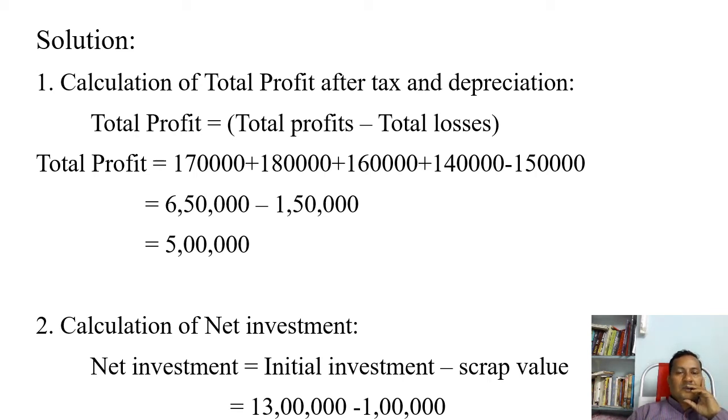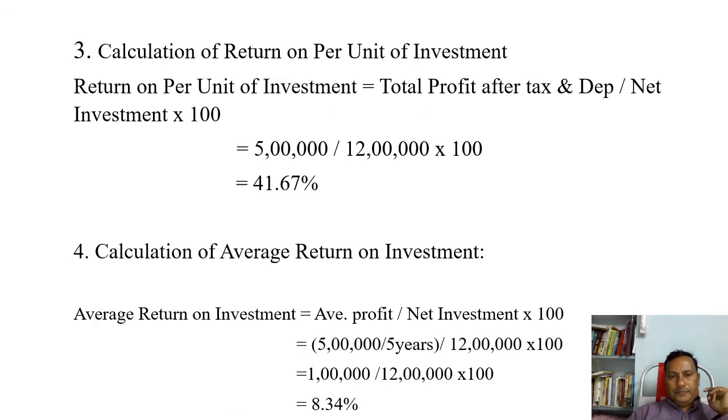Net investment is given. In this question, they have asked only to find out per unit. So in the formula we will consider only the total profit, not the average profit. Calculation of net investment: initial investment is 13 lakh minus scrap value 1 lakh. So the total will be 12 lakh.